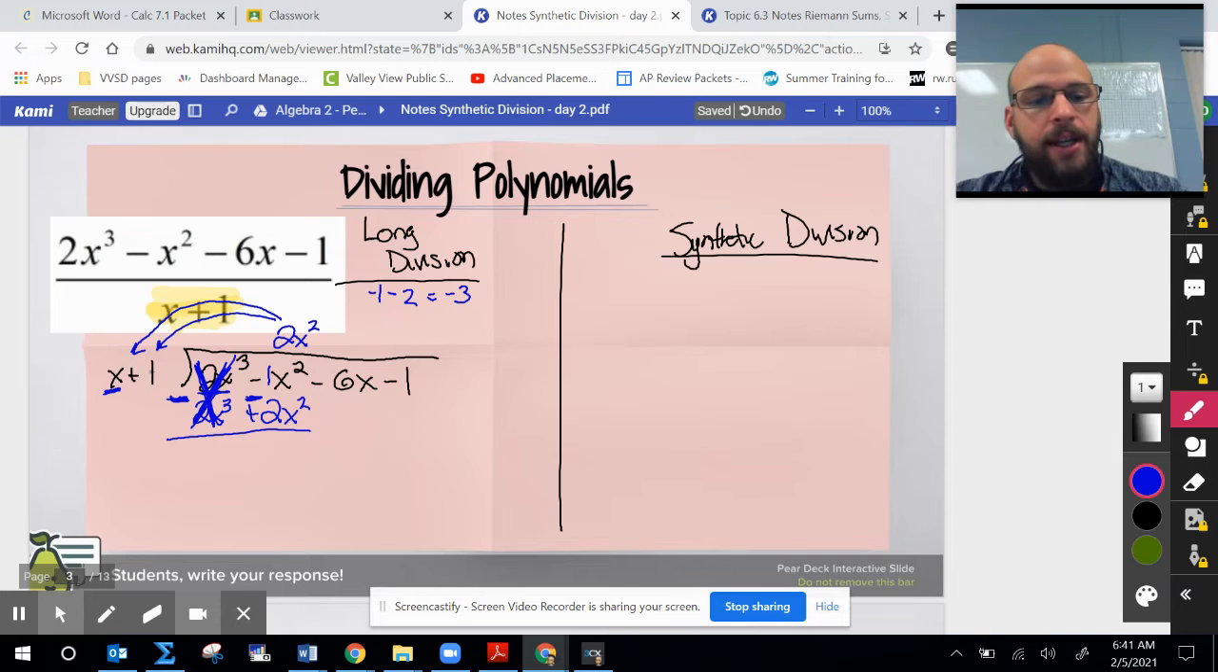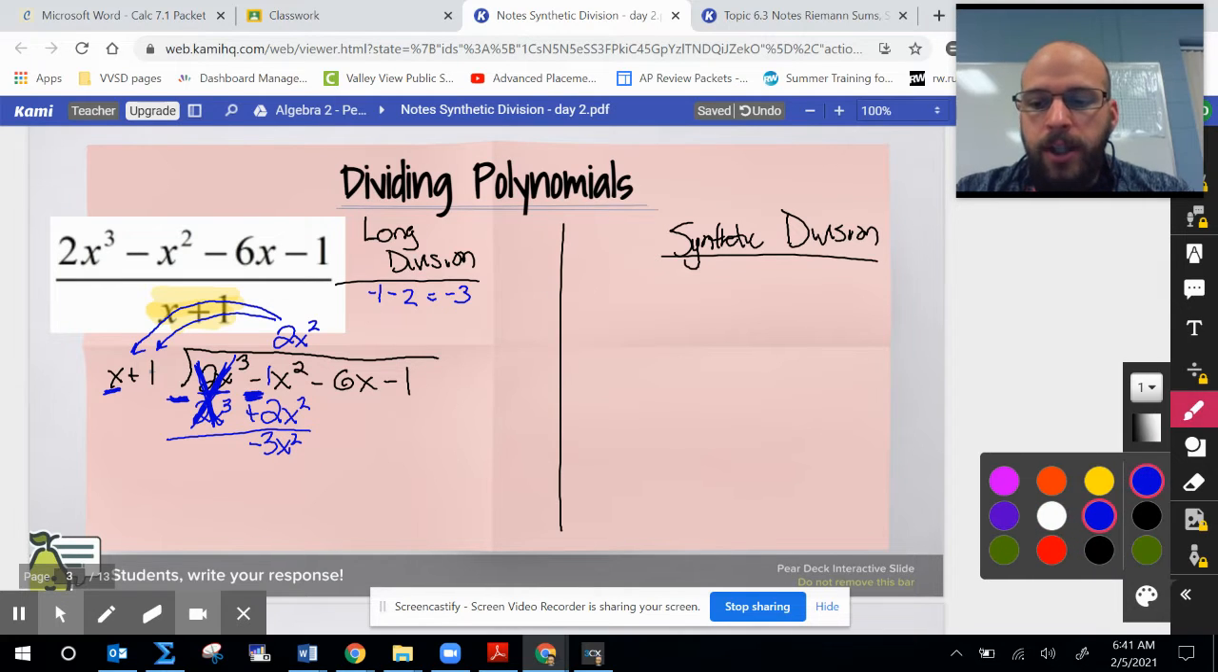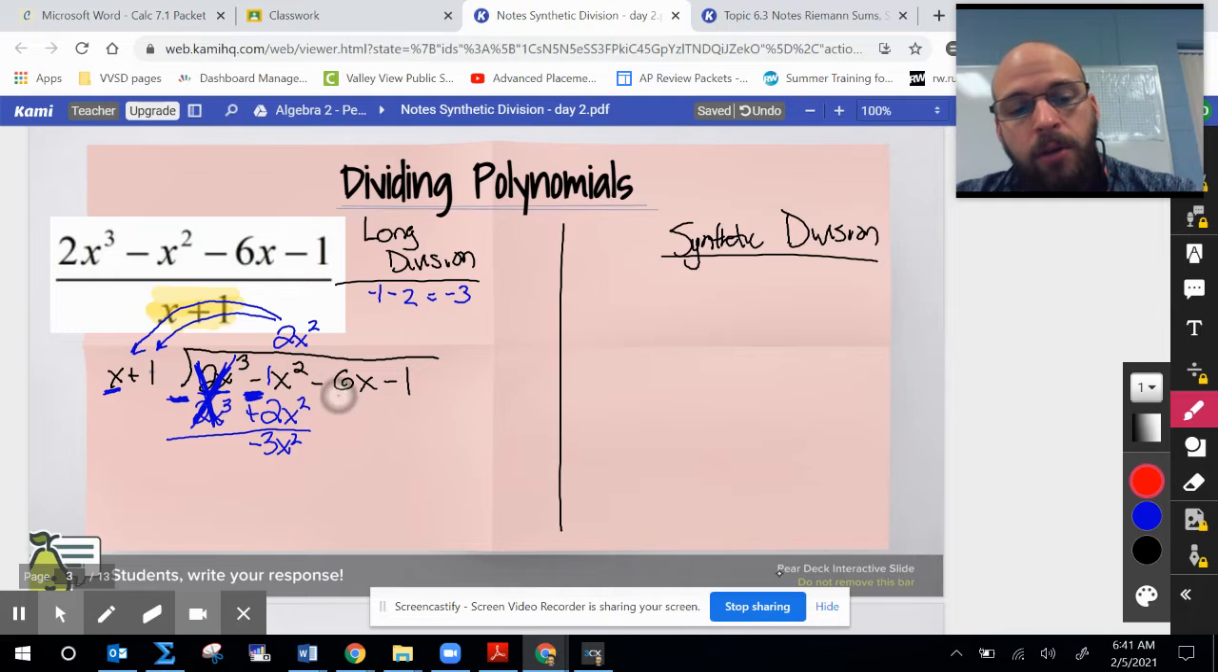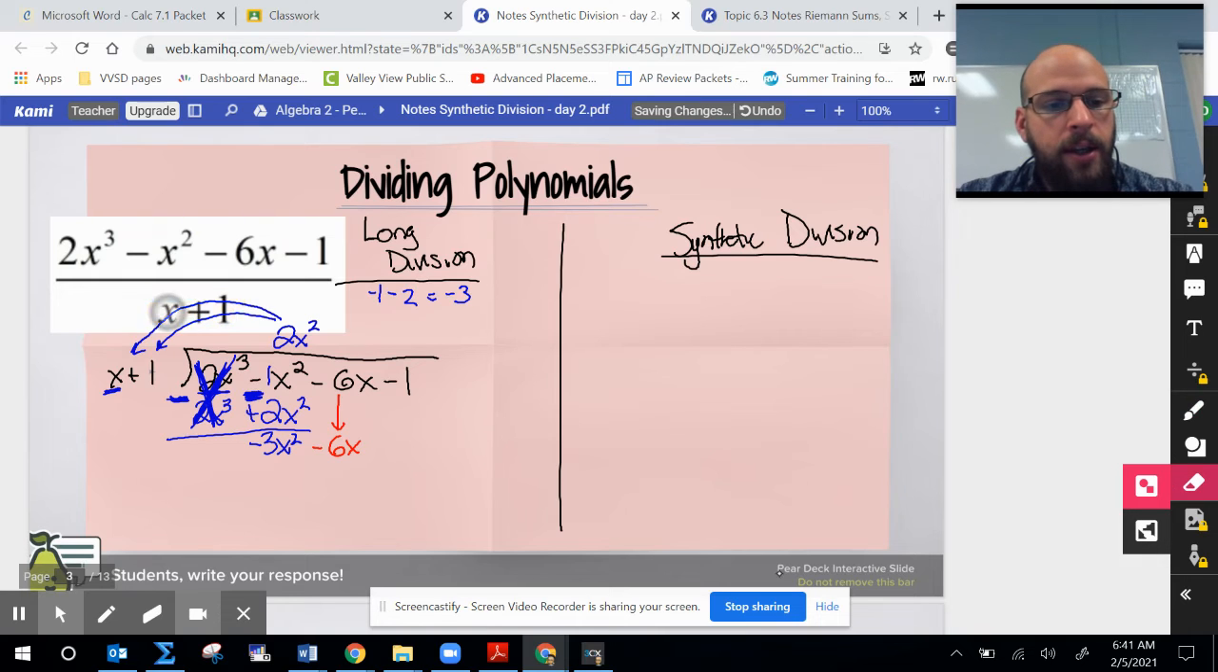If you're going to make a mistake, 9 times out of 10, it's on that subtraction. So a negative 1 minus 2, and that would give me a negative 3x squared. All right, so that's the first step. Now I want to just repeat that process. I'm going to bring down the next term and do everything the same way.